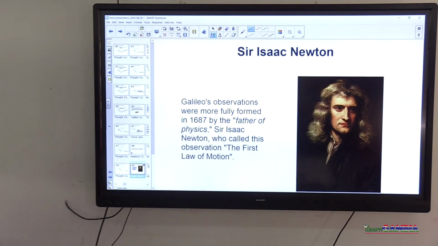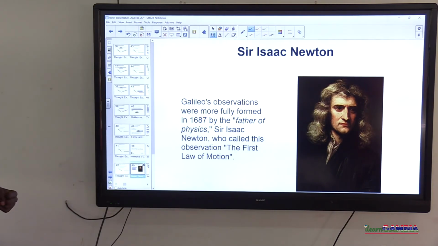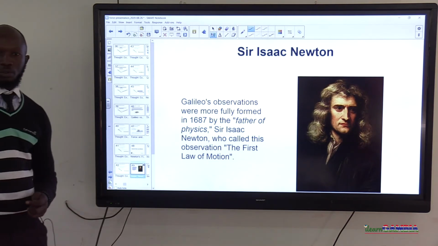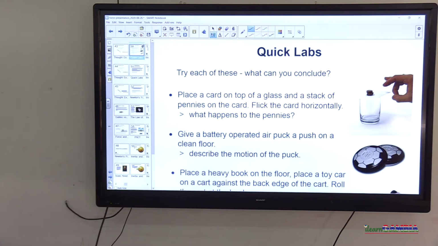Galileo's observations were more fully formed in 1687 by the father of physics, Sir Isaac Newton, who called this observation the force law of motion. Try each of these. What can you conclude? Place a card on top of a glass and a stack of pennies on the card. In our case, we would call them coins. Flick the card horizontally. What happens to the pennies, or what happens to the coins?